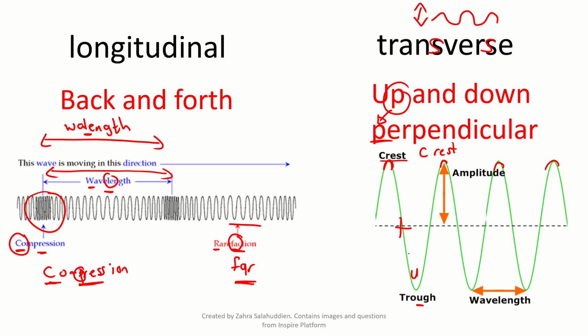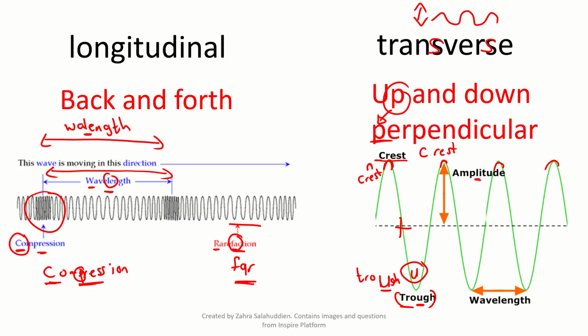Rough, trough. Trough is the bottom of the wave. It's a small word with an "ah." Crest is a small word with "ka." So the top of my wave is called my crest. The bottom is called my trough.